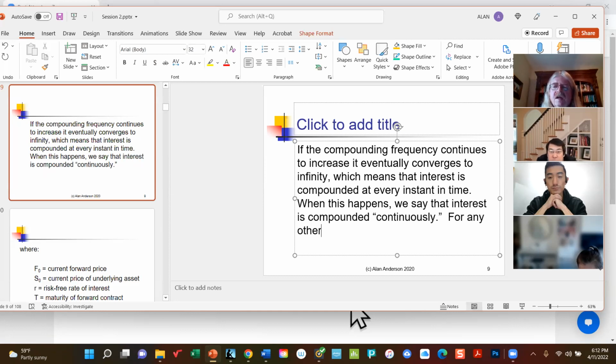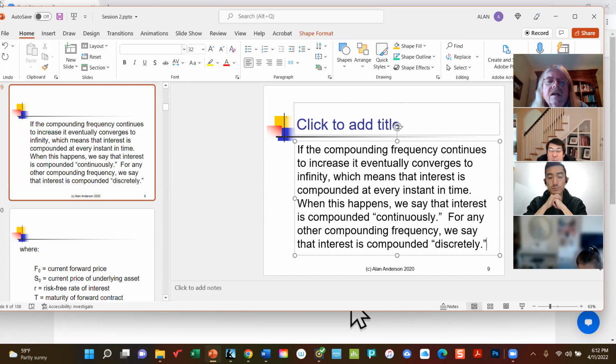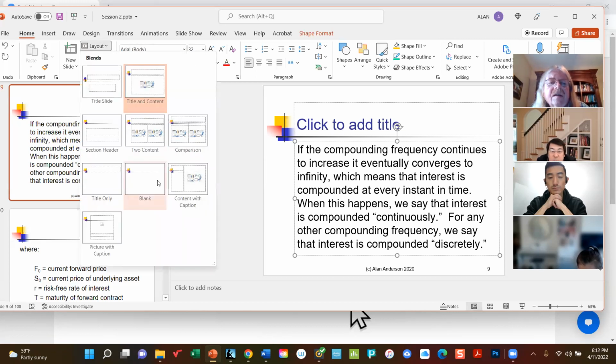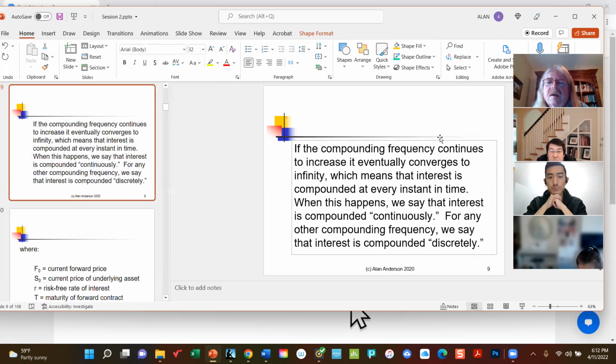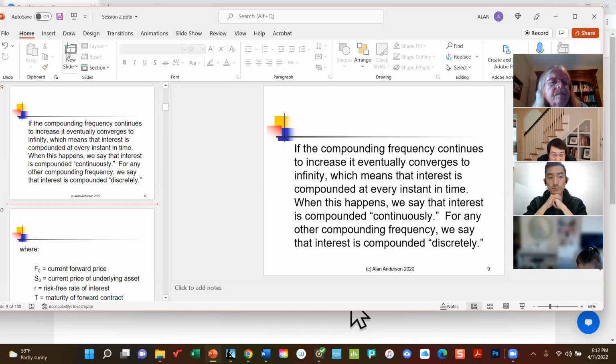For any other compounding frequency, we say that interest is compounded discretely. So when you're calculating, let's say, the future value of a sum, let me just show you an example here.